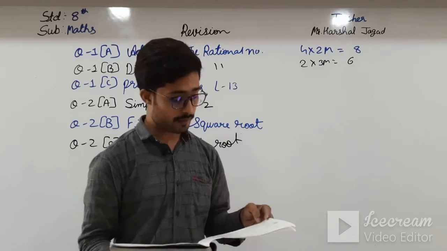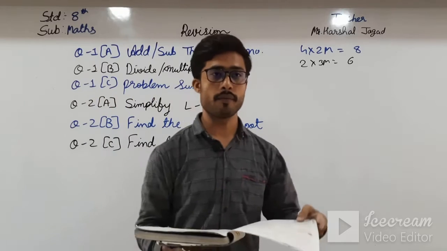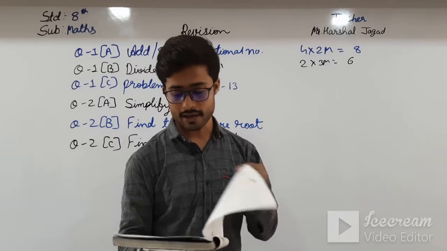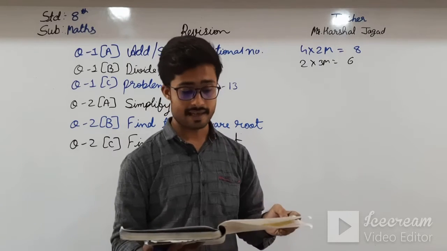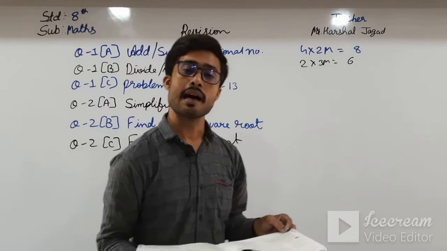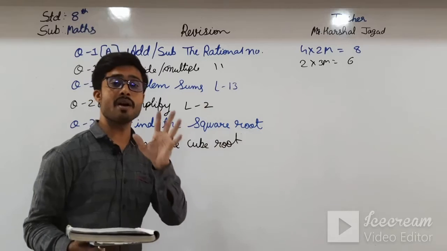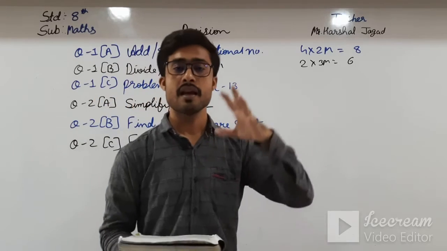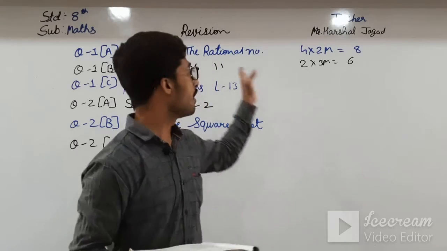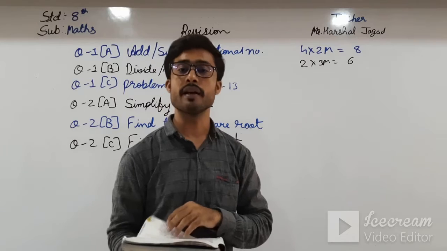Then on page number 18 there is subtraction of rational numbers. From that it will be asked, from the exercise, okay, but the cut sums from the exercise will not be asked. So in this addition and subtraction of rational numbers you just have to see the method, how the rational numbers are added and how they are subtracted. So you will get the marks easily.